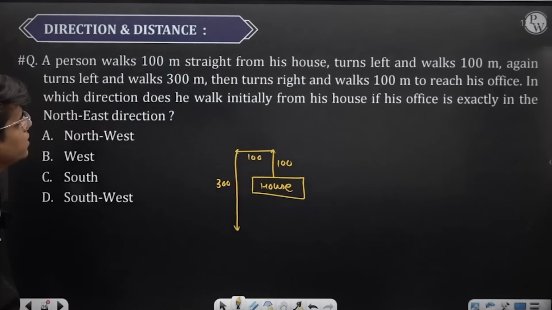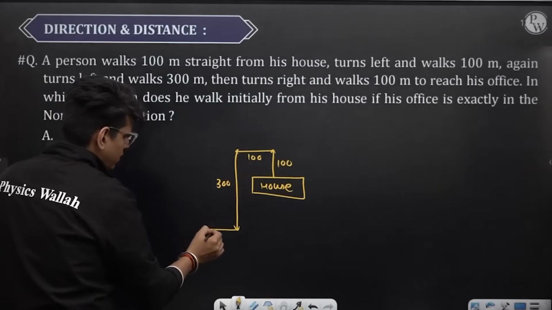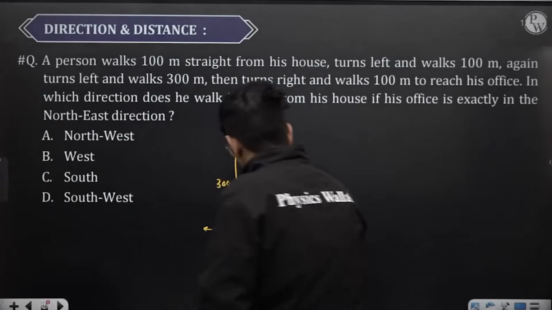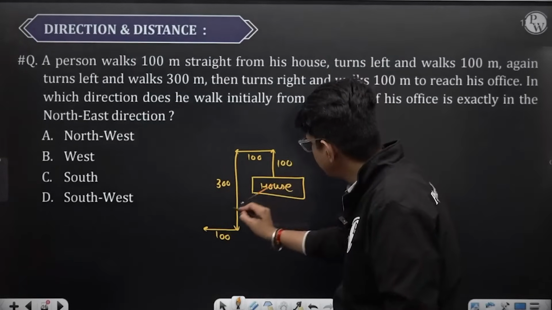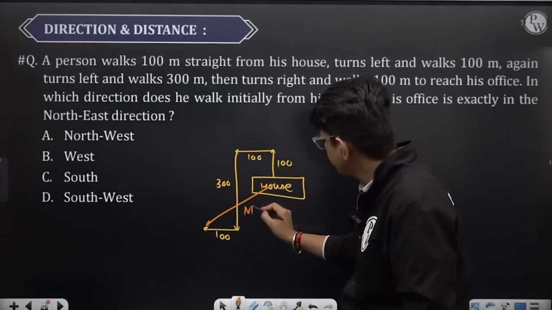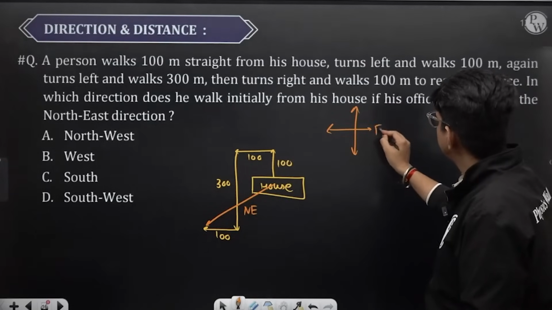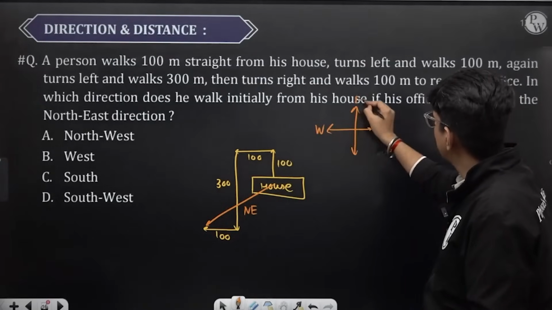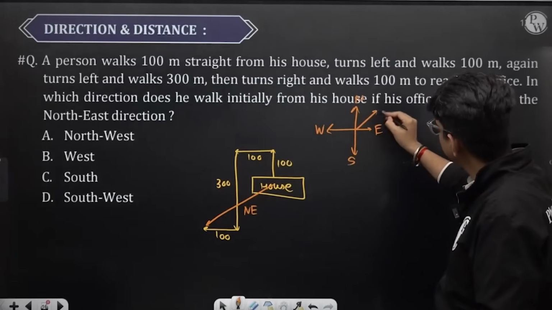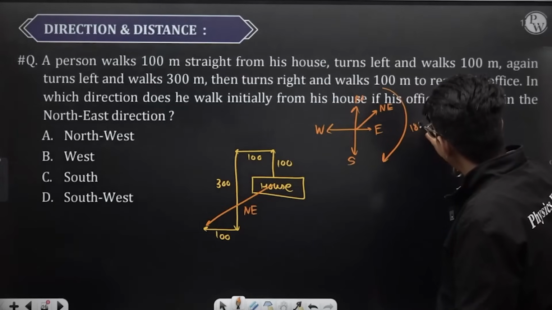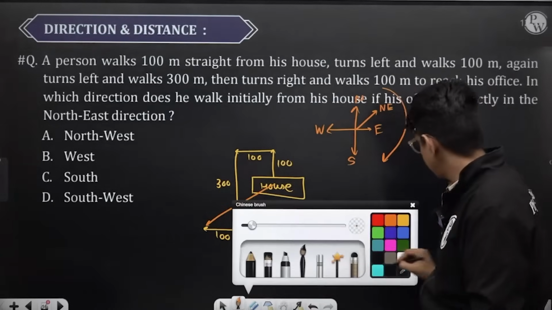Then turns to right and walks 100. To reach his office, in which direction does he walk initially from his house if his office is exactly in the northeast? So they have given you that this direction is the northeast. Conventionally, what you do is this. You consider this as east, this is west, this is north, this is south, and this is your northeast. So now what you have to do is rotate this 180 degrees, right? So what you will get is this.